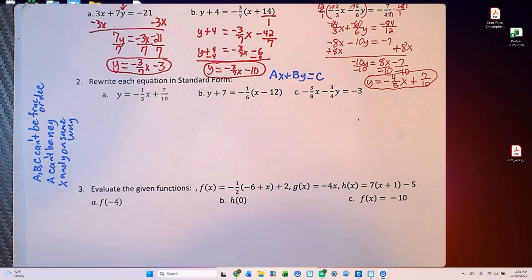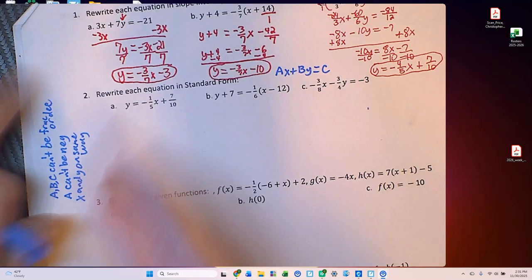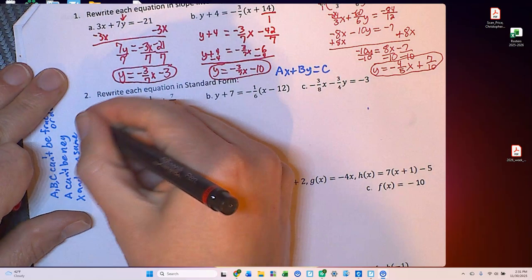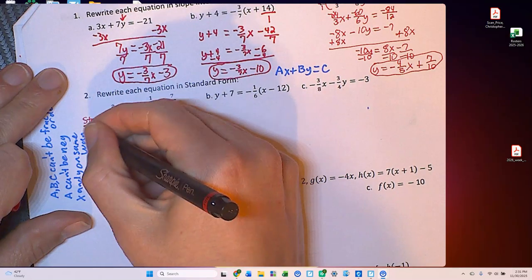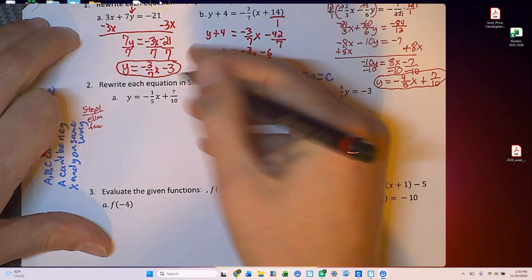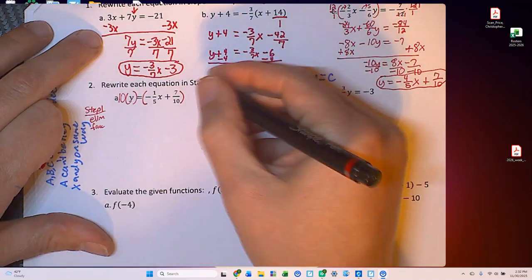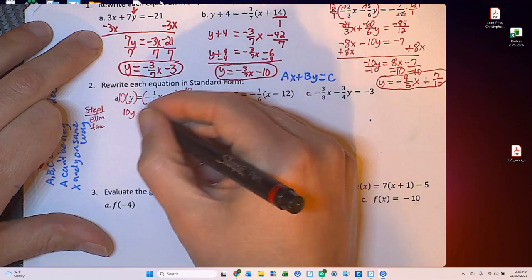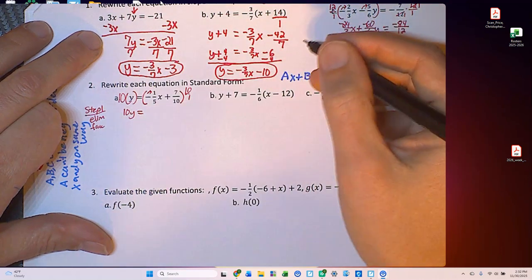All right. So step one is we get rid of fractions. So step one is eliminate the fractions. The LCD of 5 and 10 is 10. Negative 1. Remember that negative just goes up with the 1.